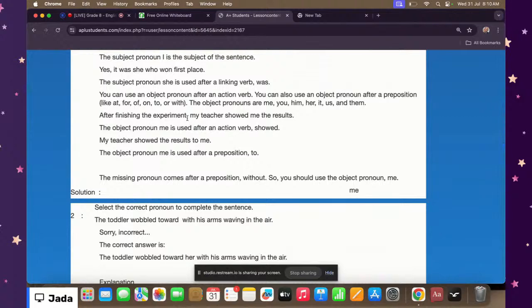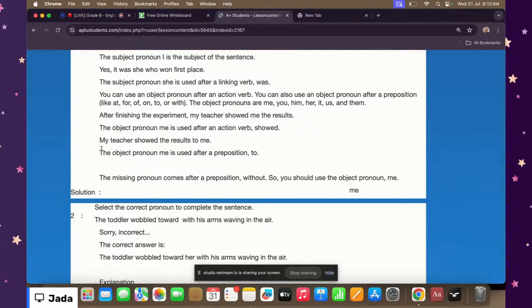After finishing the experiment, my teacher showed me the result. So my teacher showed me the result. Me now is the object pronoun there. The object pronoun me is used after an action verb, showed. So the action verb is there, and me as the object pronoun is used after that.